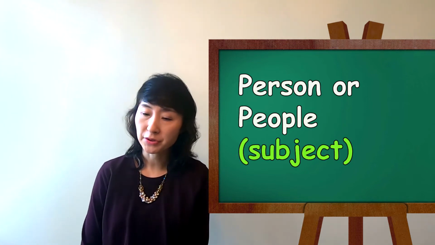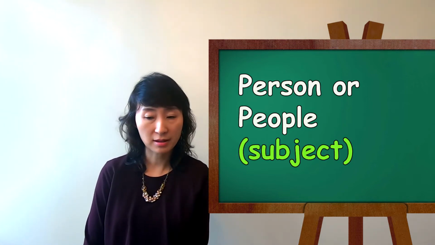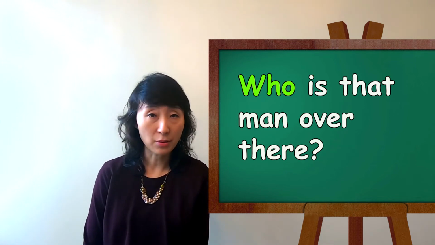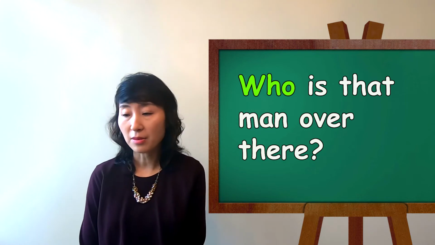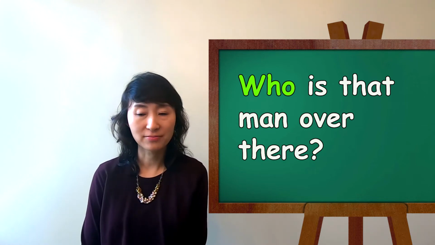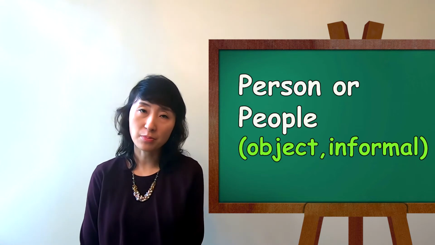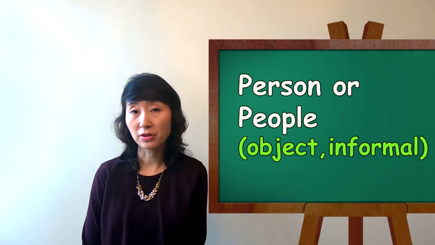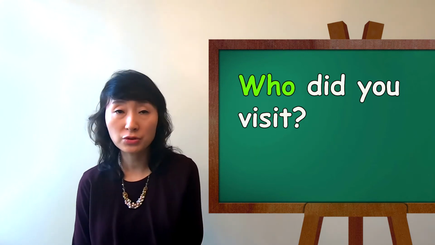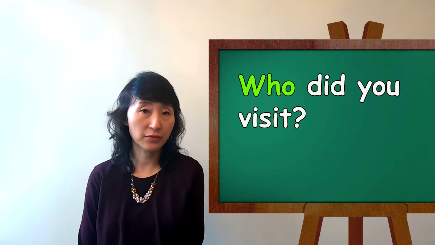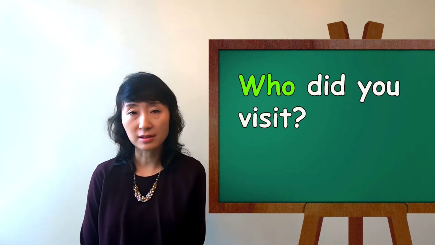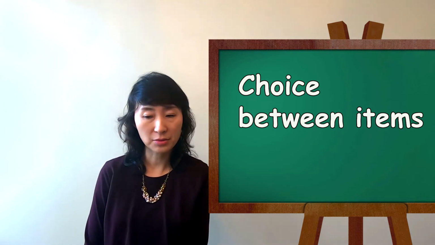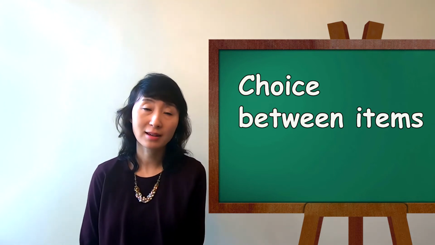When you talk about a person or people as the subject, you are going to use who. Who is that man over there? That man is the new teacher. When you talk about a person or people as the object, in the informal case: Who did you visit? I visited Mr. Kim.